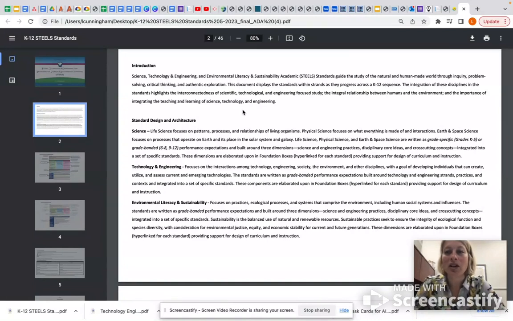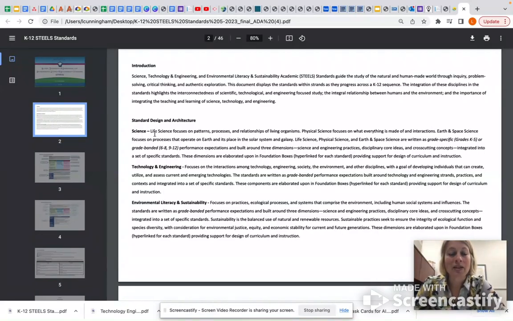The integration of these disciplines in the standards highlights the interconnectedness of science, technology, and engineering-focused study, the integral relationship between humans and the environment, and the importance of integrating the teaching and learning of science, technology, and engineering. Here's some information about the design and architecture.